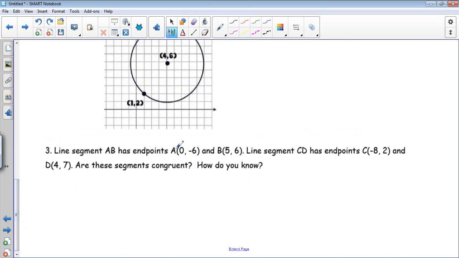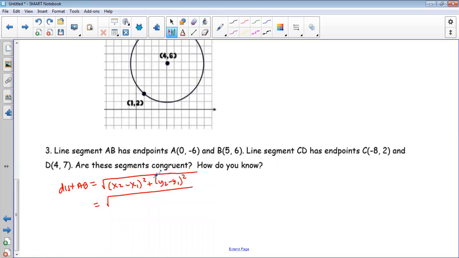Line segment AB has endpoints here. Line segment CD has endpoints here. Are these segments congruent? How do you know? If 2 line segments have the same distance, they are congruent. That is how you decide. So the distance of AB is equal to the square root of x2 minus x1 squared plus y2 minus y1 squared.